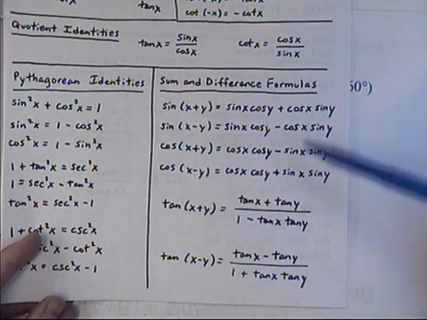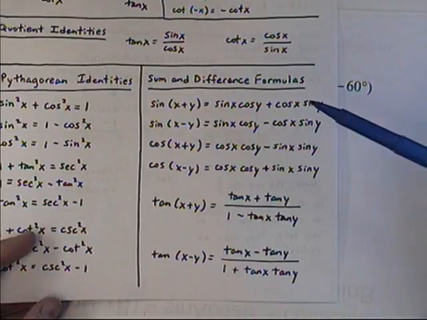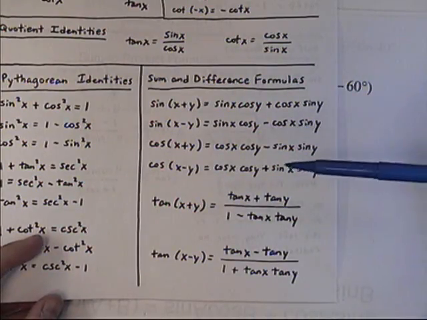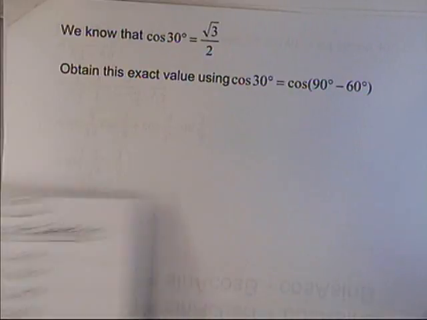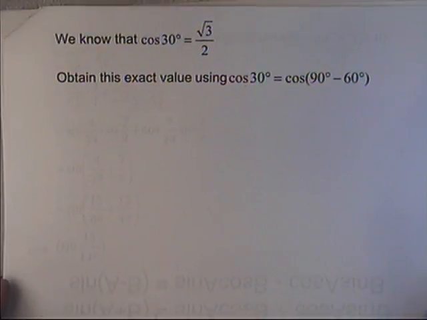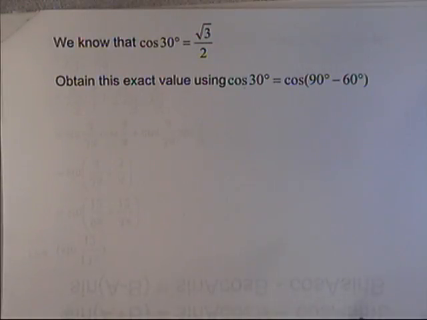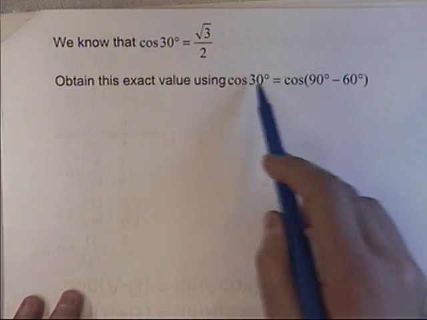So the sum and difference formulas are in the bottom right hand corner of that main formula sheet right here. We're going to start with these here: sine and cosine, sum and difference formulas. On this page, it says we know that cosine of 60 degrees is 1/2. Then obtain the exact value of cosine of 30 degrees, knowing that cosine of 90 minus 60 is the same as cosine of 30. These two are the same thing because 90 minus 60 is 30.